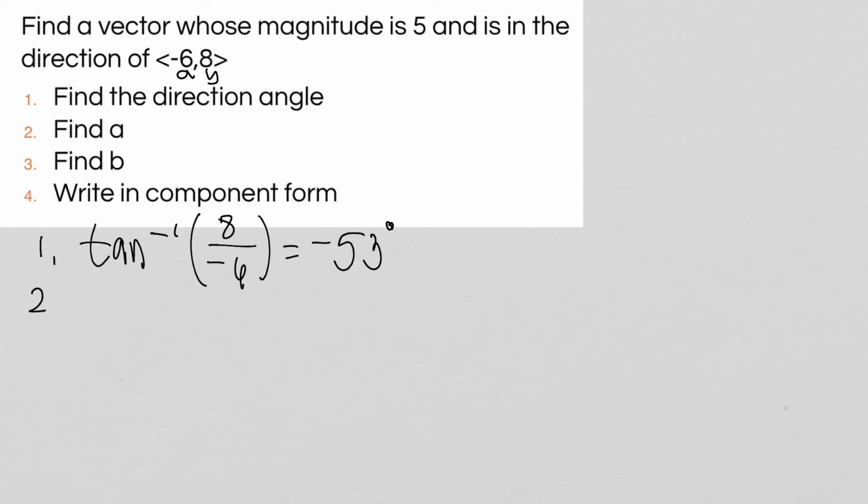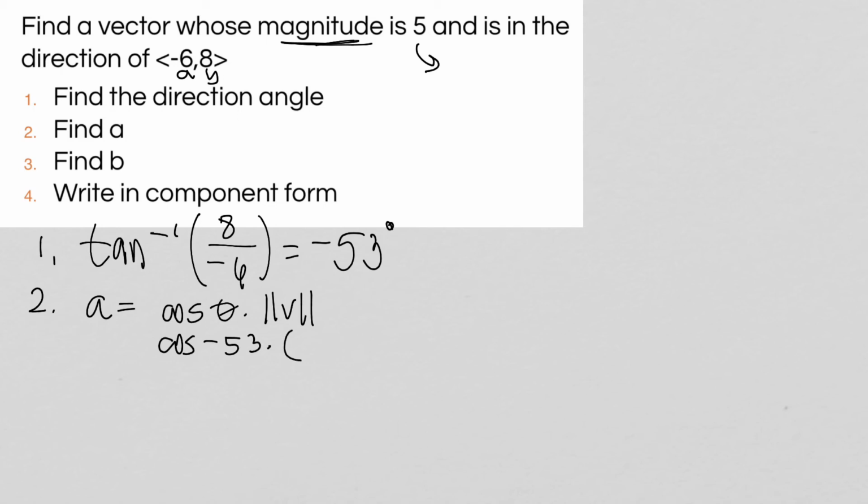To figure out number 2, which is finding A, go back to the previous slide. To find A, I'm doing cosine of the angle, and I'm multiplying it by the magnitude. The magnitude here is 5. The angle is -53 degrees. So I am plugging in cosine -53 times 5 in your calculator. Again, make sure your mode is degree mode. And you should get that A is 3.